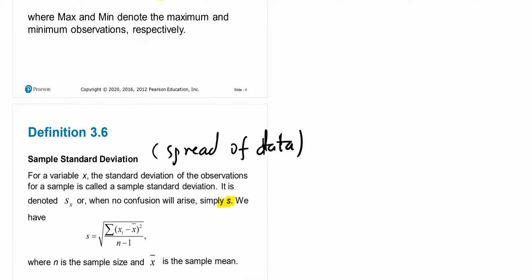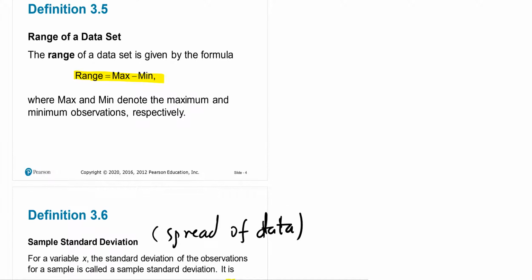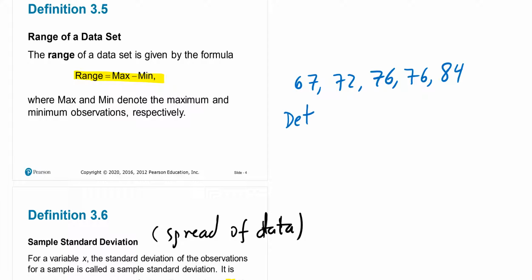Now, to calculate the standard deviation, we have two formulas. The first one is the square root of the sum of (xi minus x bar) squared, all divided by n minus 1. We are going to see how to calculate this for a specific example. Say we have 67, 72, 76, 76, and 84. We have five values, and we need to determine the sample standard deviation s.